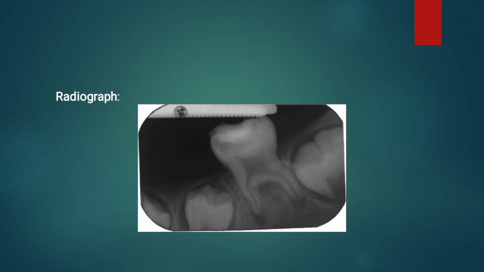And now you can see there is lack of cervical chamber constriction as the first point, and the second point we have studied is enlarged pulp chamber, due to which it appears rectangular in shape. And lastly, you can see there is displacement of the pulp chamber floor towards the root apex.